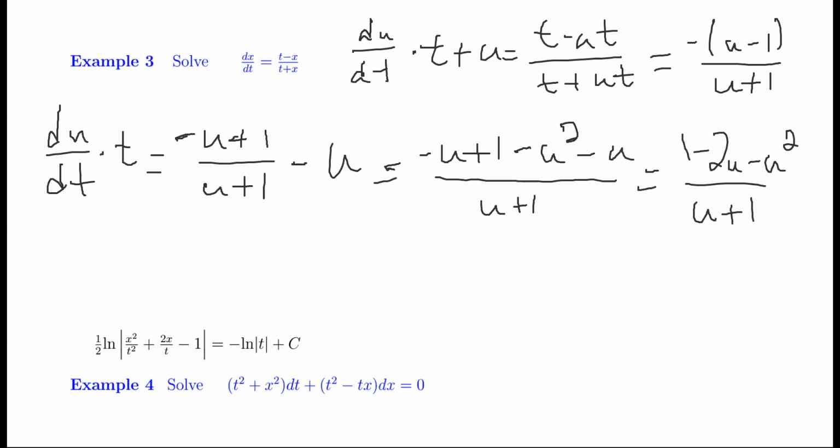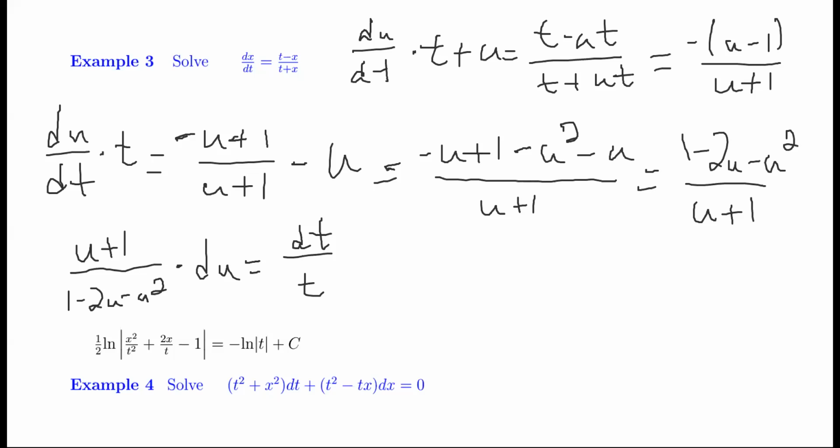Okay. So now we need to separate our variables. Well, to do that, we multiply by u plus 1 on both sides. We divide by 1 minus 2u minus u squared. We still have a du over on the left. And then we divide by t, and we multiply by the dt. So this is dt over t. And now we have separated our variables.